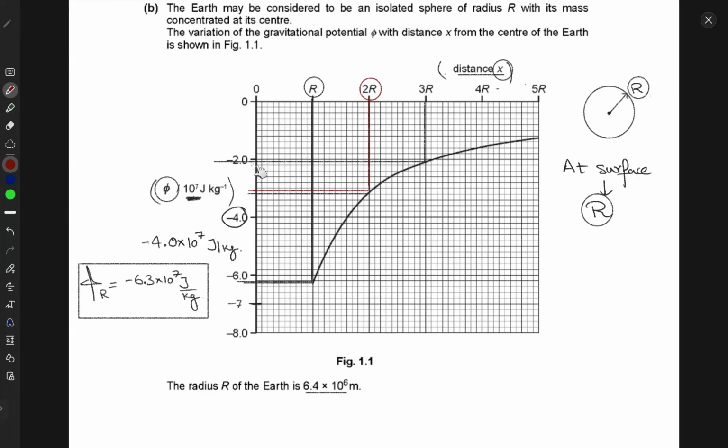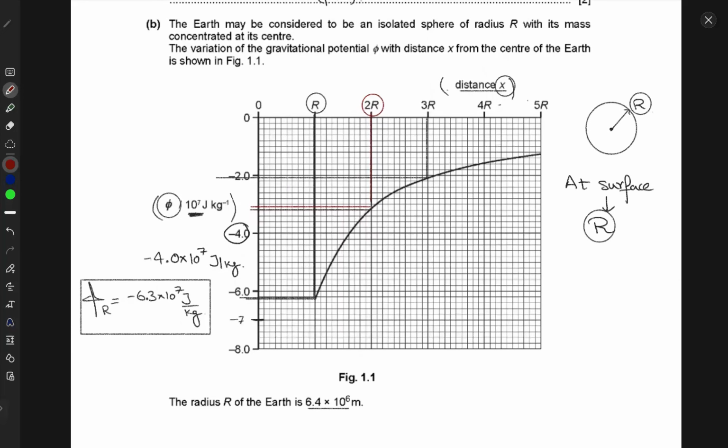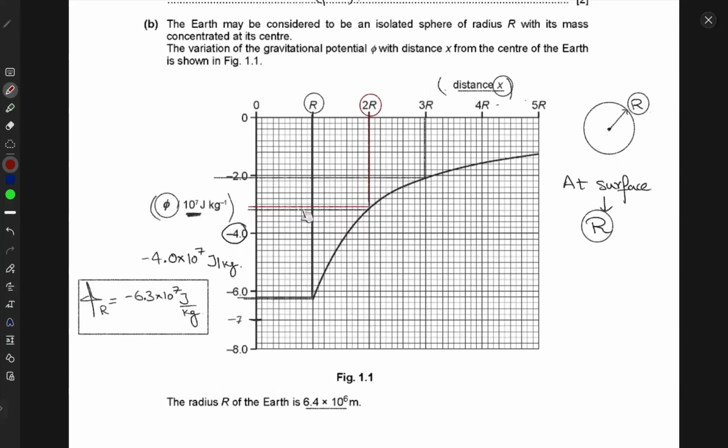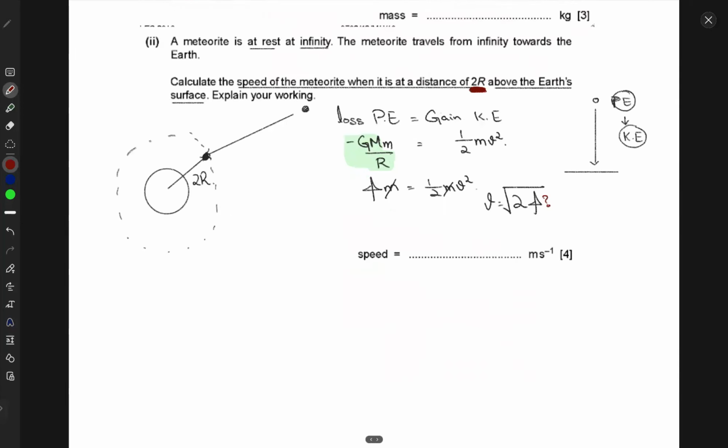It's 2R, right? So it will be something like 2.9, something around about 2.9. But you get the point, right? You'll just read off the value of phi from this graph and put it in this expression. So do you understand how I will find the value of phi? Is that clear?